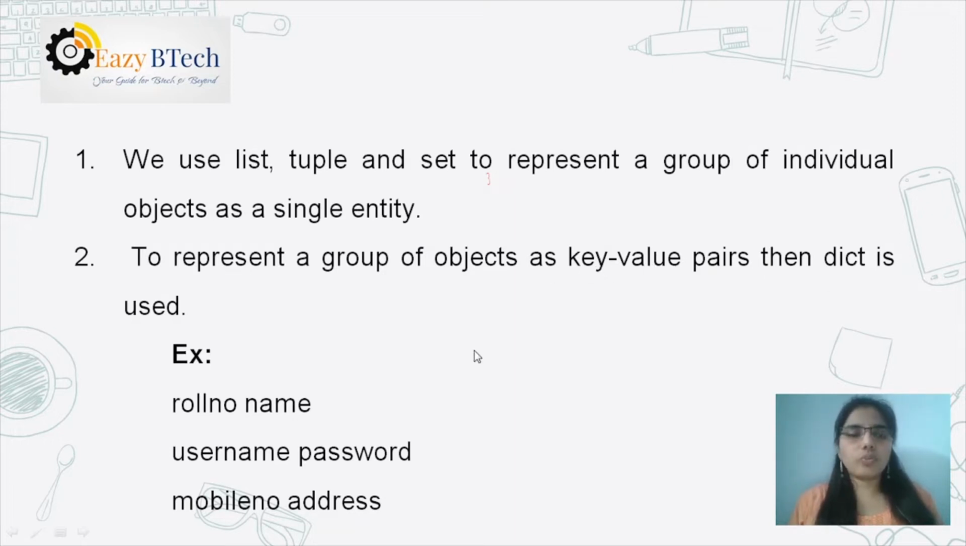What is key value? For example, username, password, roll number, name, mobile number and address. Observe this: roll number, username, and mobile number must be unique. Name may be duplicate, password may be duplicate, address may also be duplicate. But roll number, username, and mobile number must and should be unique. The key must be unique, but the password may be duplicate.